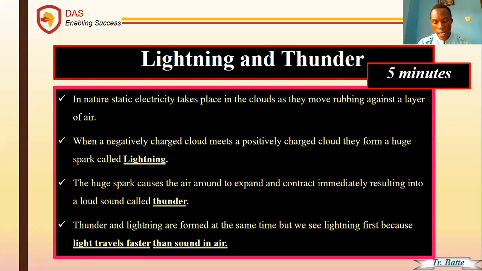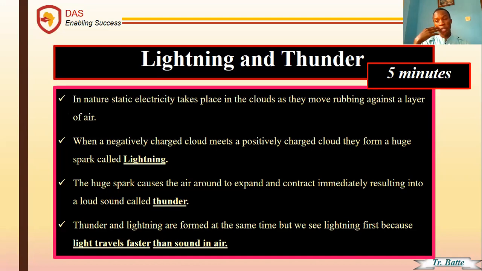Why is lightning seen before thunder, or before the sound of thunder is heard? Of course, you cannot hear lightning, but you can see it. And you cannot see thunder, but you can hear it, because thunder is the sound. And of course, we don't see sound.